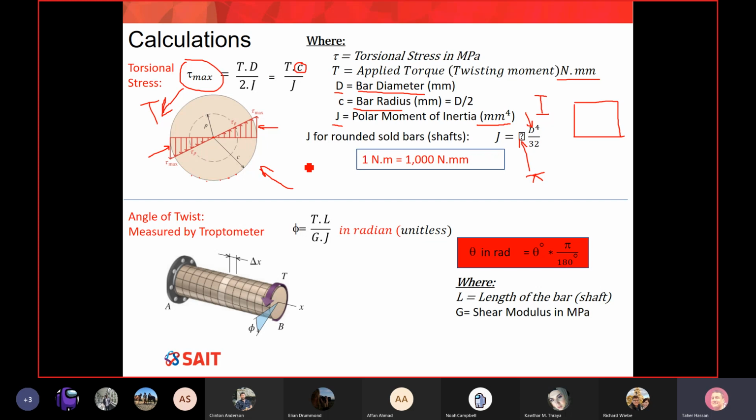Now, next one is something called twist angle. You have seen this in the video. When I apply torque, the whole bar will twist by an angle. And here is my twist angle.